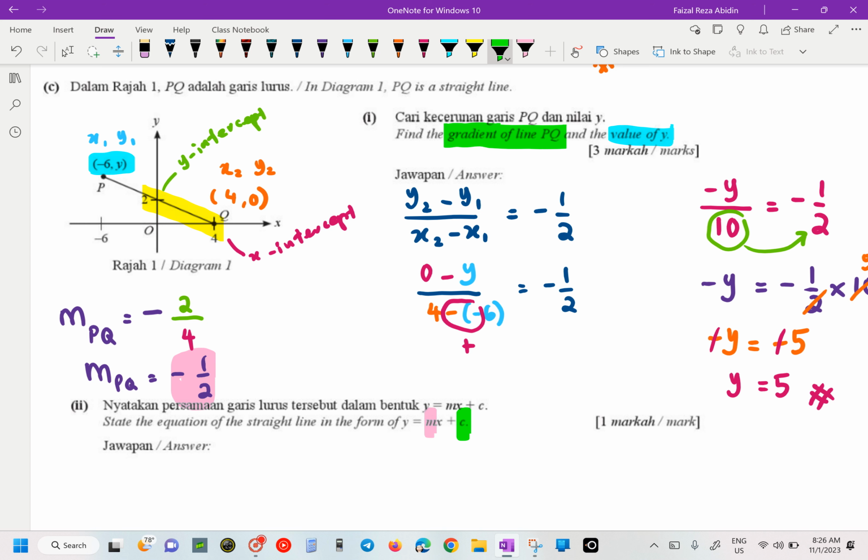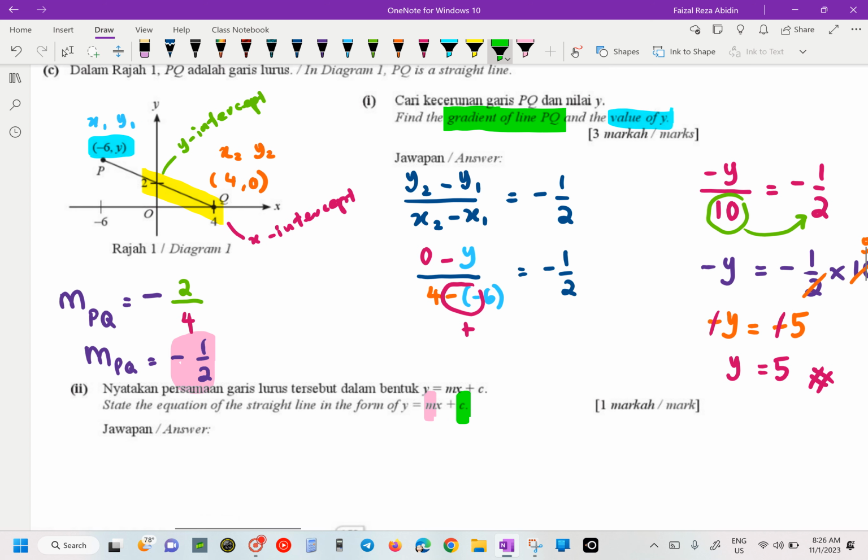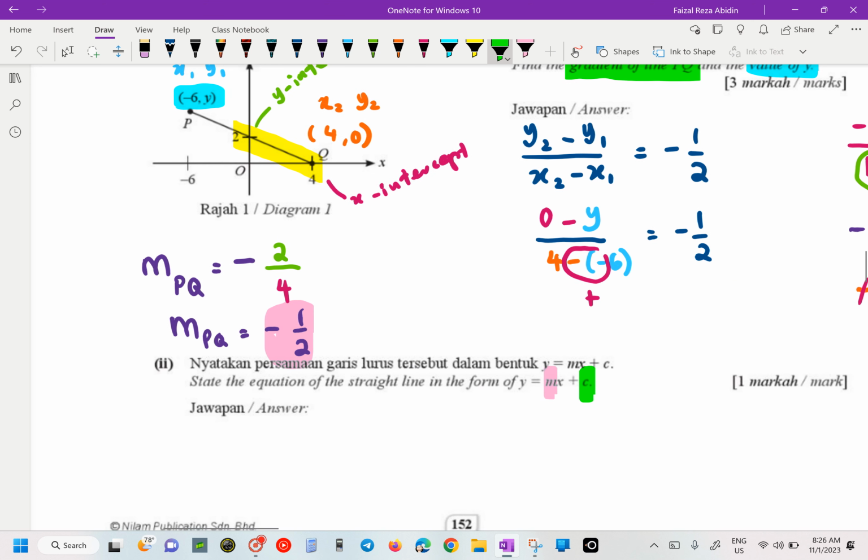What does it mean by c? Y-intercept. Did we have the y-intercept? Yes. So just substitute: y equals m, negative 1 over 2 x, and our c just now is 2. Finish, by looking at our first question just now.